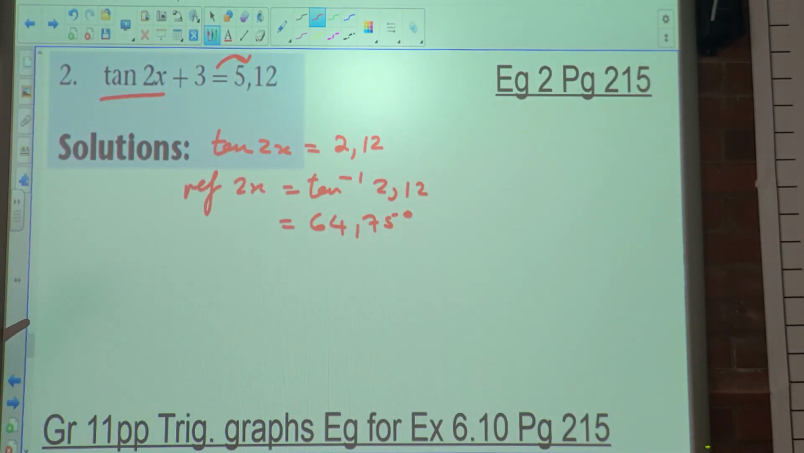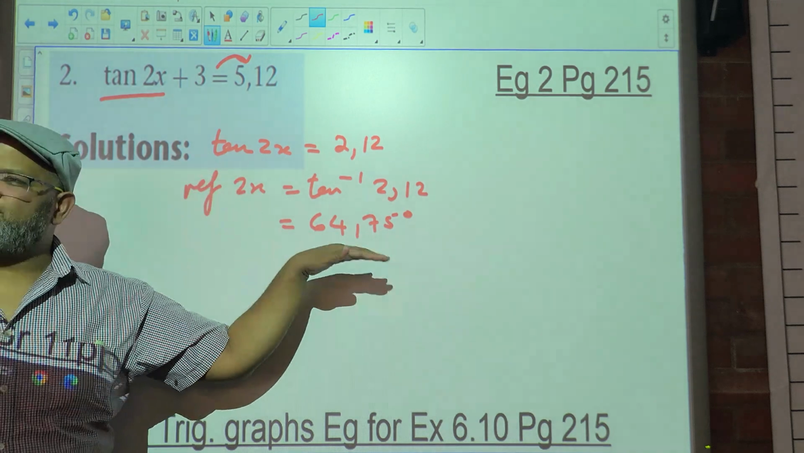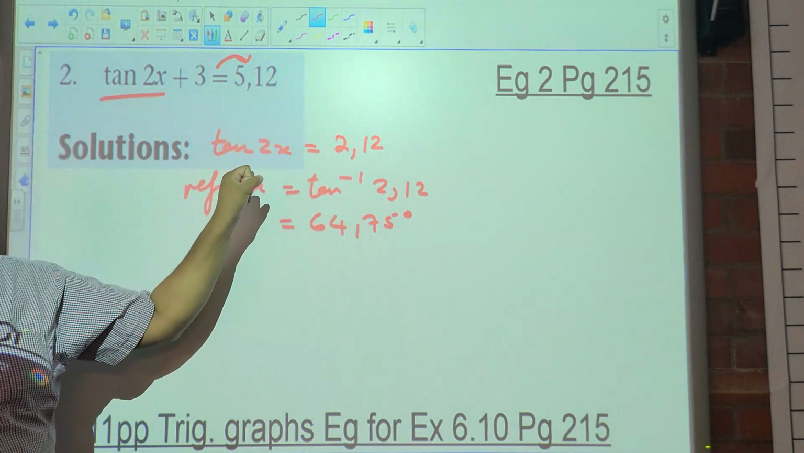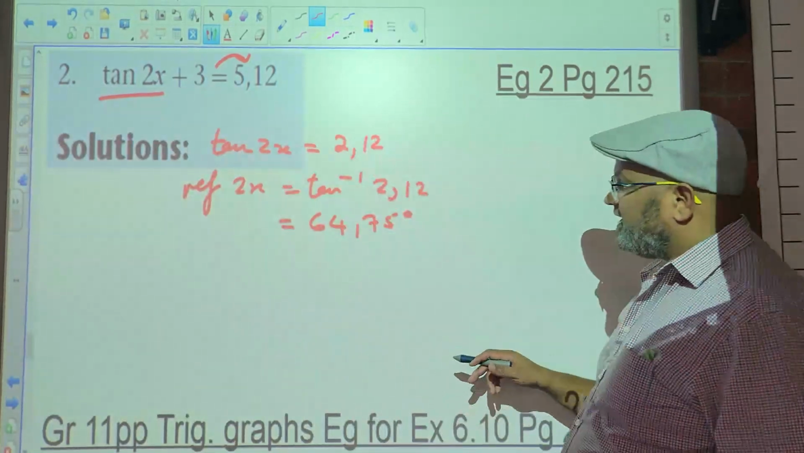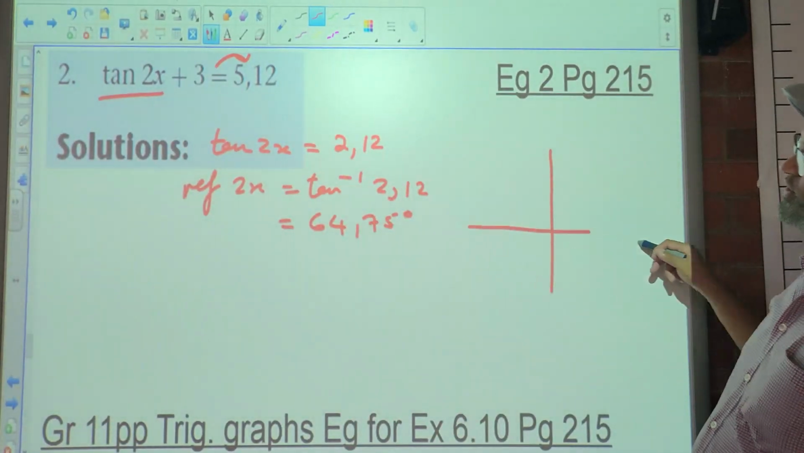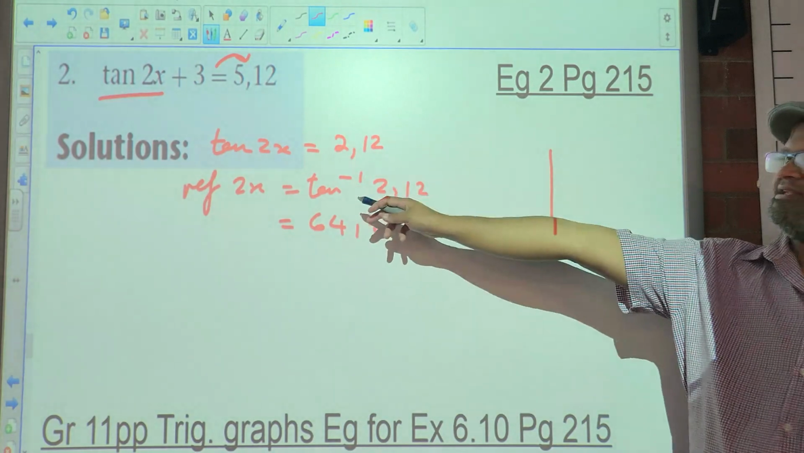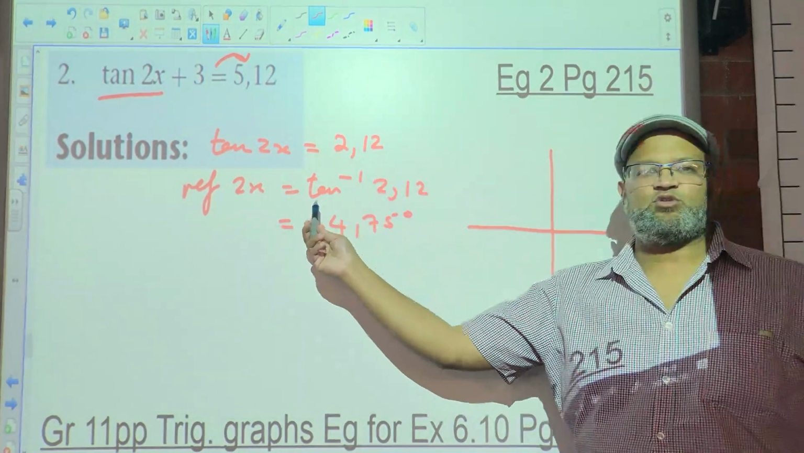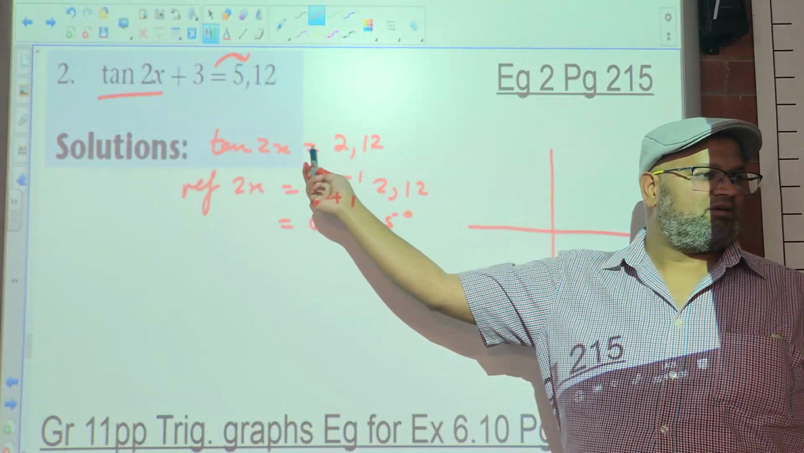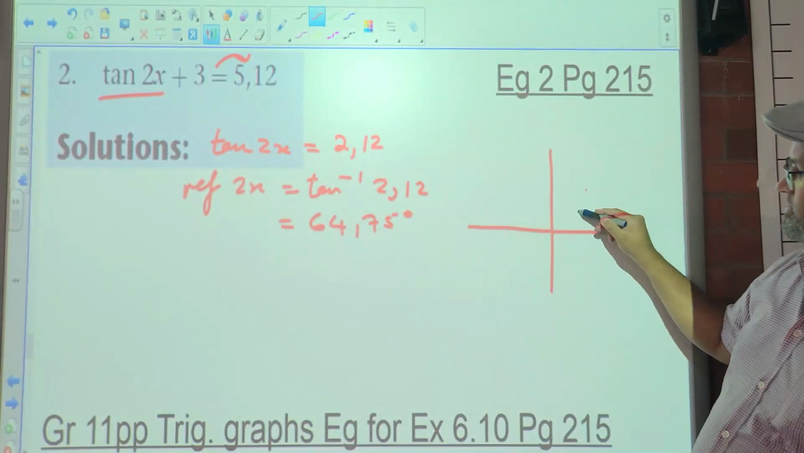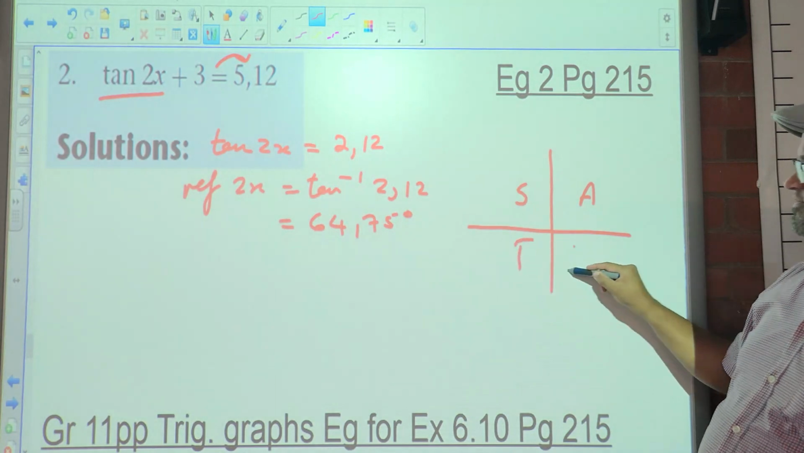Do I divide by 2 at this stage? No. We take it first to the quadrant before we touch this reference angle. So what question comes to mind? In which quadrant is tan positive? As you can see, just before we took arctan, it was positive. So all stations to Claremont: it is positive in quadrant 1.